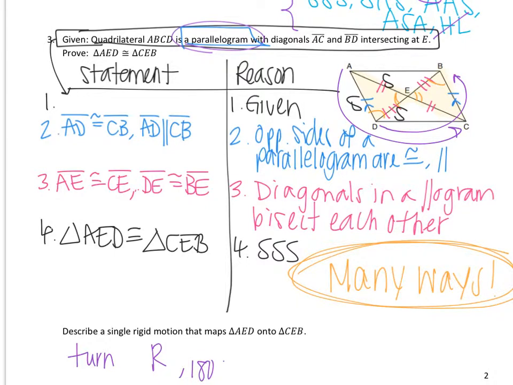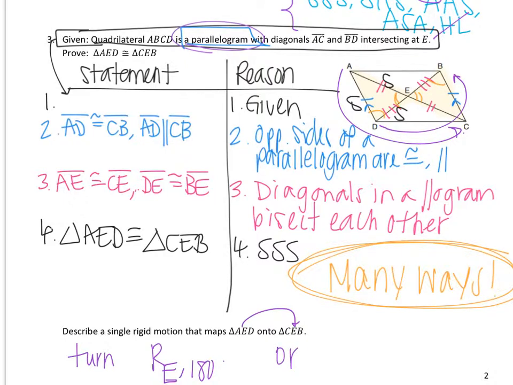But notice I left this little spot here. This is because we need to put the point that we're turning around. If A has to map on a C, D has to map on a B, that means E is mapping onto itself, which means that E is our point of rotation. Rotate around E 180 degrees.